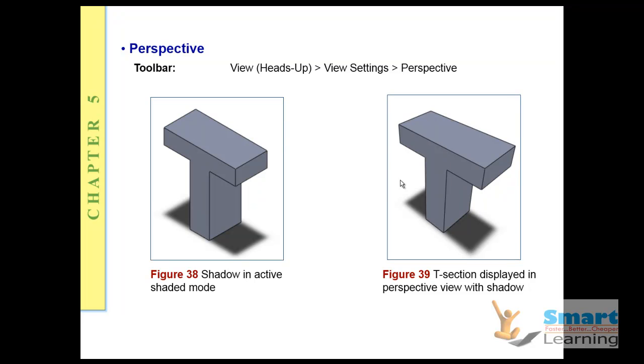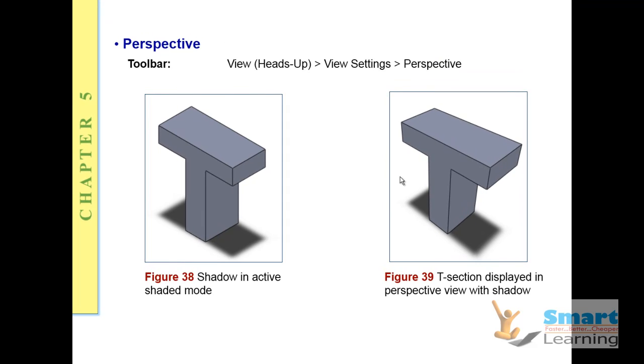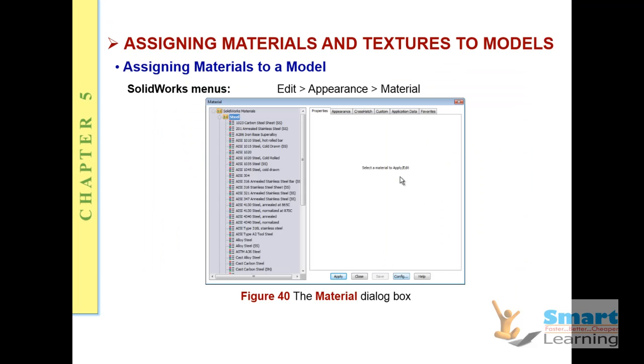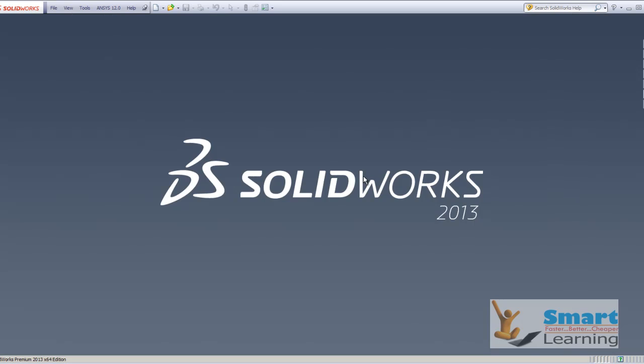In this session, we will discuss the perspective mode, where you can set your views to the perspective mode like the one shown here, and the shadow in active shade mode also you can set, and after that we'll look into the material properties. So I will show you how to do this and set it.